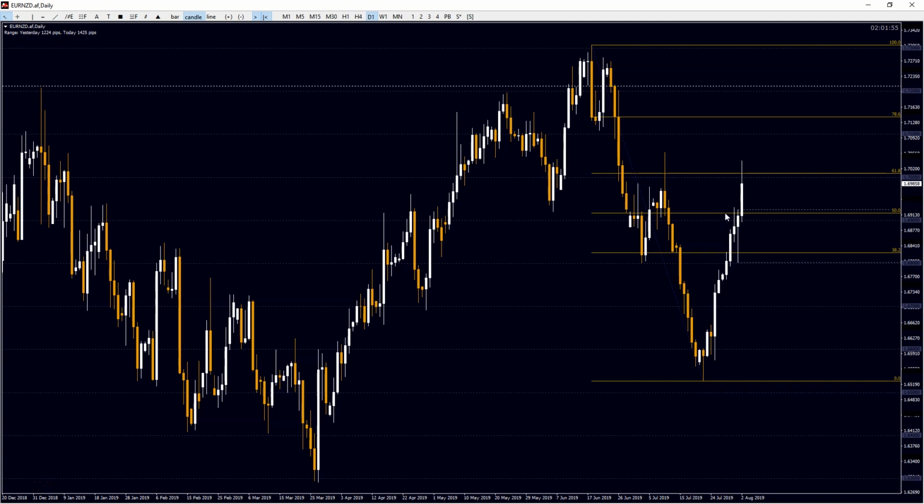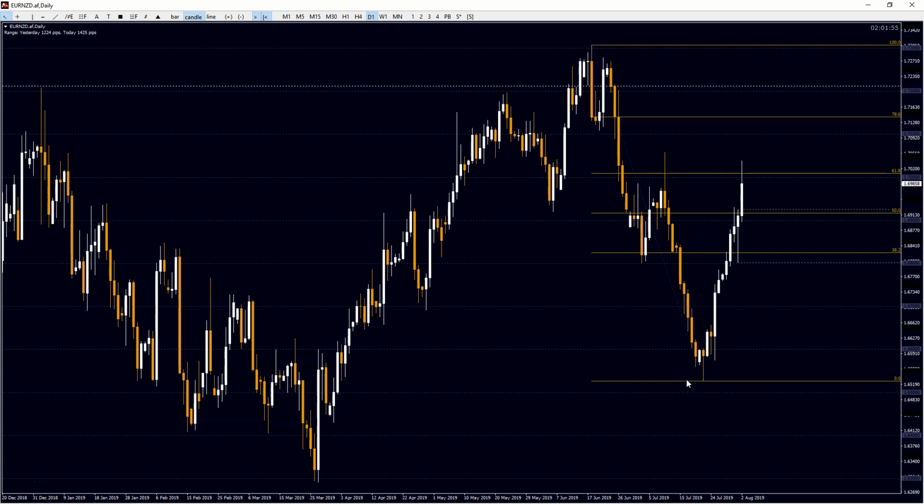Now, we saw the pair move lower after retesting this area, and following the ECB's previous meeting where they disappointed the market, so to speak, we saw a lot of strength coming into the euro, and we also had that further trade war escalations, which was negative for the Kiwi dollar. And these two factors have actually seen this pair retrace the biggest part of this initial down move.